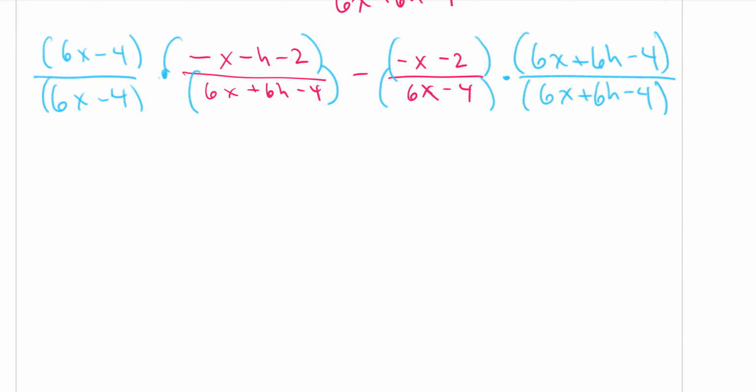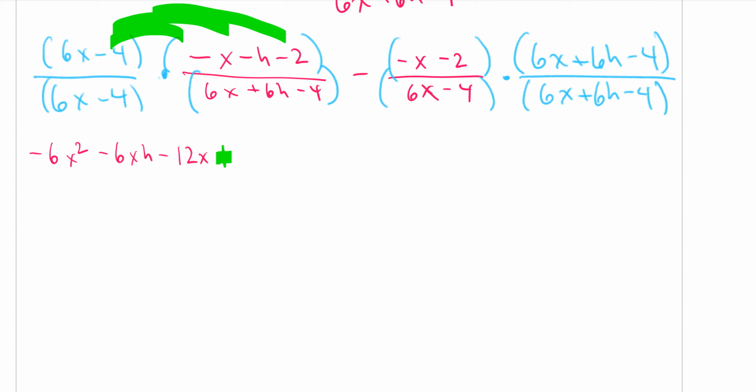Now comes a lot of distributing out, so 6x times each of these three terms. That'll be negative 6x squared minus 6xh minus 12x. And then negative 4 times each of those three terms. That'll be plus 4x plus 4h plus 8.